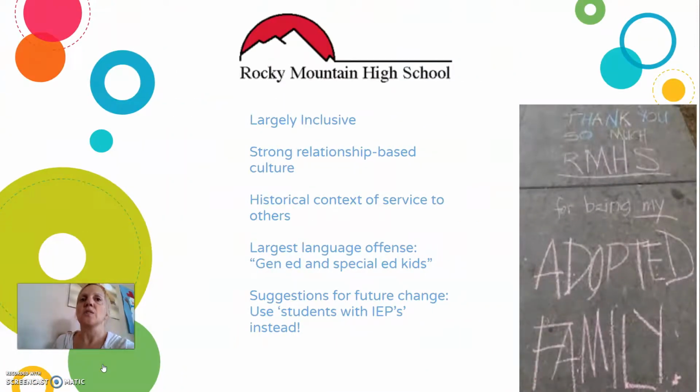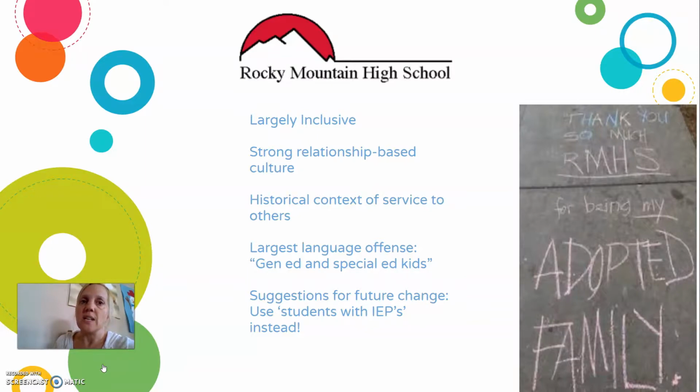Rocky Mountain High School is known in our area for having a great school culture. We have many students who have felt disrespected at other sites and have transferred to our school. The chalk message on the right was left in front of the school a few weeks ago for teachers by a former student. Offensive language related to race, ethnicity, ability levels, mental health issues, and gender or sexual orientation are not tolerated, and students often police each other.